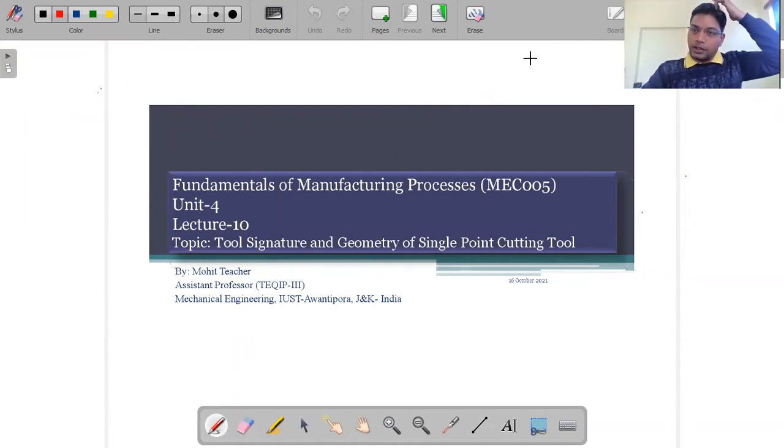So today, from the last 3-4 lectures, we were discussing the metal cutting operations, the basics of metal cutting, and the fundamentals of manufacturing processes. In the last lecture, we discussed the relationship between R, phi, and alpha, that is chip thickness ratio, phi which is the shear angle, and alpha which is the rake angle. We also saw the relationship between V, Vc, and Vs, that is the cutting velocity, chip velocity, and the shear velocity respectively.